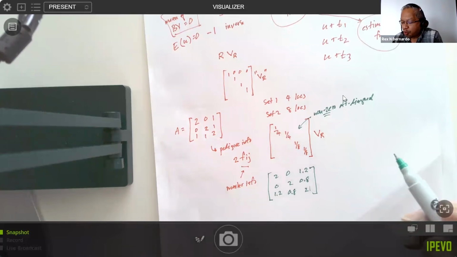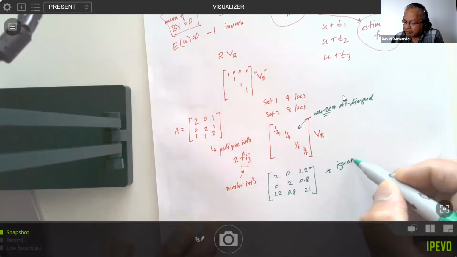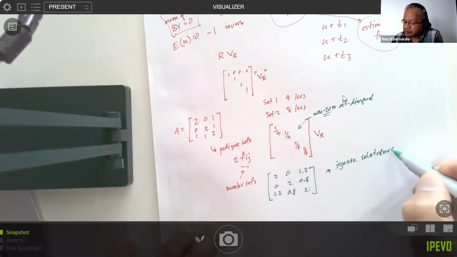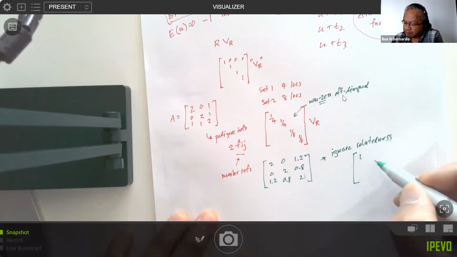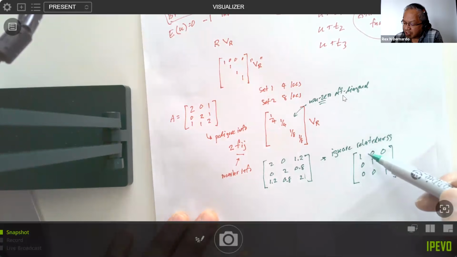Now, if you ignore relatedness, or if there is no relatedness, then what you boil down to is you could just have a covariance matrix that is an identity matrix. And so you're ignoring relatedness here, and we see that because the off-diagonal elements are now all equal to 0.